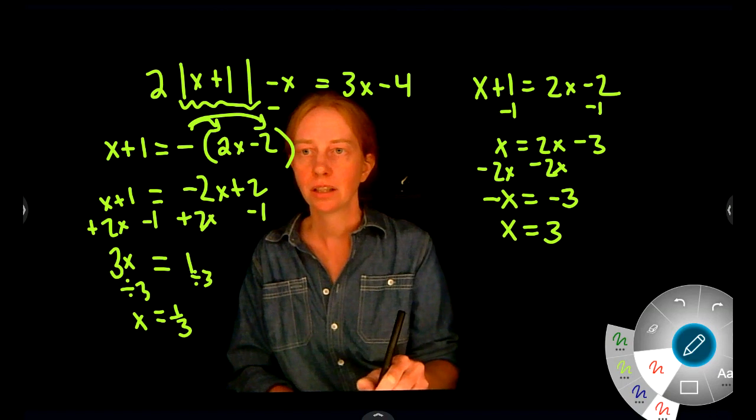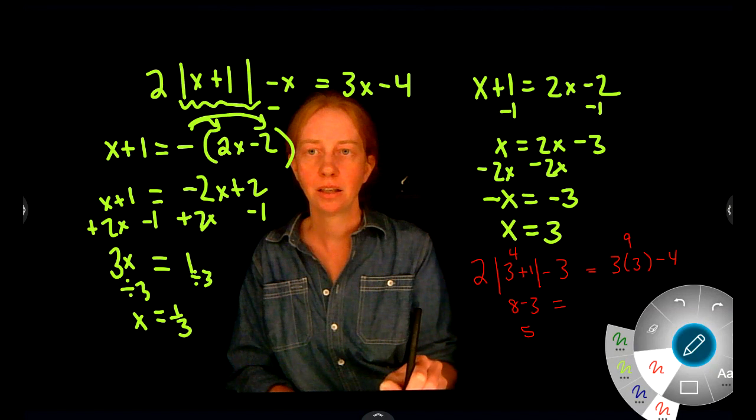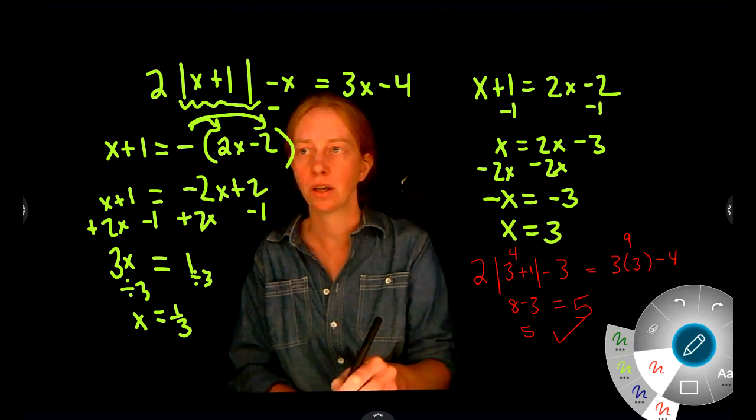Okay, so that's kind of the tricky part too. Let's do 2 times the absolute value of 3 plus 1 minus 3 equals 3 times 3 minus 4. So this 3 plus 1 is 4. 2 times 4 is 8 minus 3. So this is 5 equals 3 times 3 is 9. So 9 minus 4 is also 5. So check. That one's good.